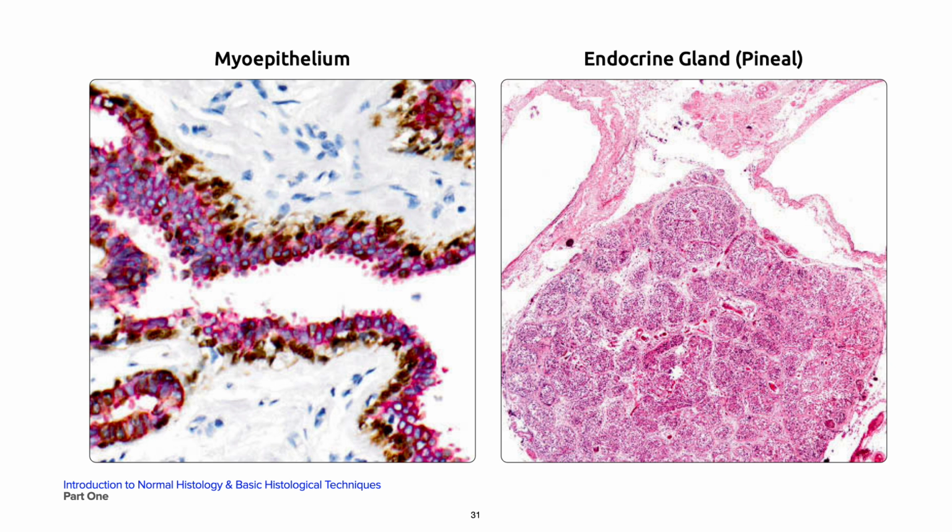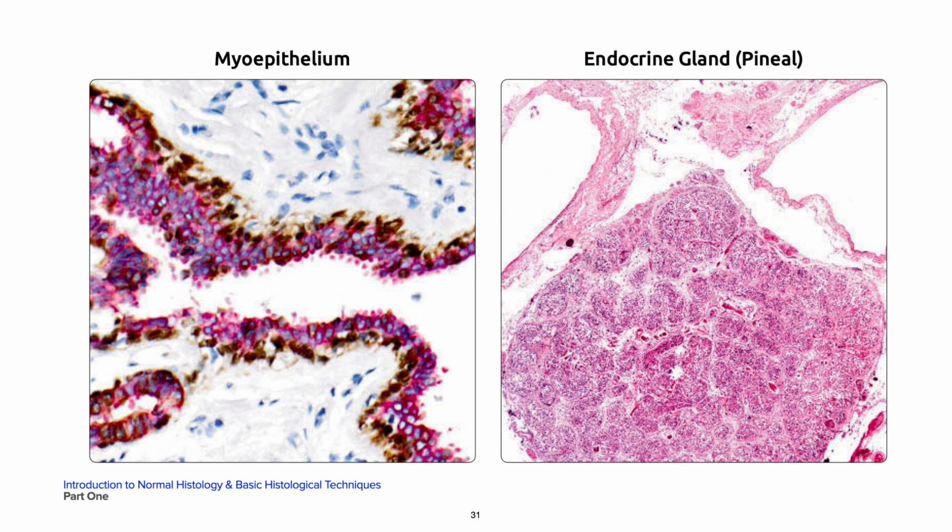Next is the myoepithelium. On your left, these myoepithelial cells have features of both smooth muscle and epithelium, and they help express secretions. In this section of breast, the epithelial cells are marked with keratin, the red chromogen, and the myoepithelial cells are marked with calponin, the brown chromogen.